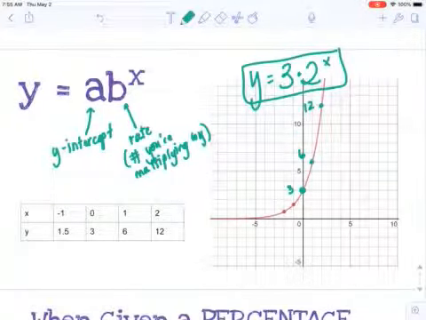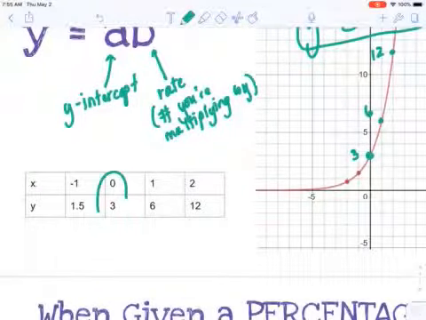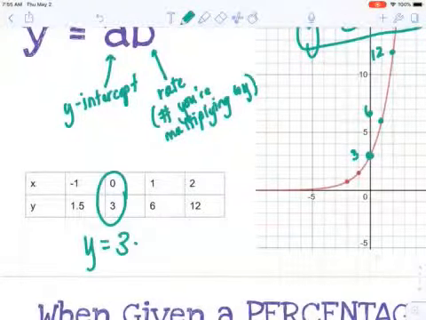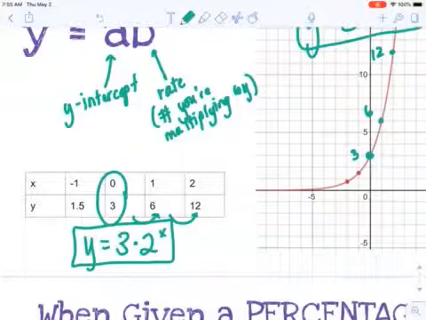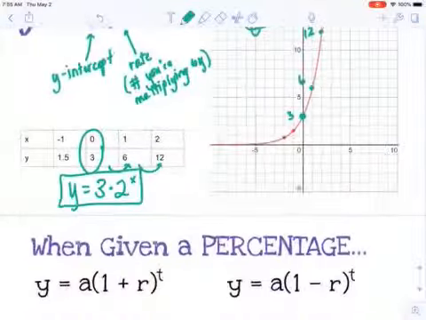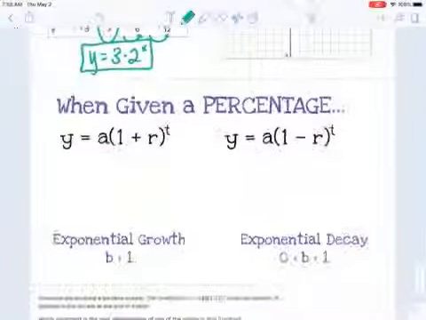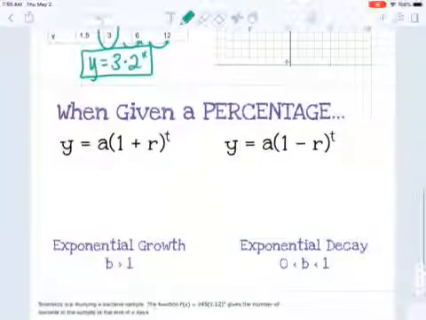You can see this in the table as well. Again, here's my y-intercept because it says 0, 3, so y equals 3. And then these values are doubling as you look along the bottom of the table, so 2 to the x. Okay? Now, the only exception to writing an equation that way is when you're given a percentage. Sorry, my iPad is a little wonky right now.